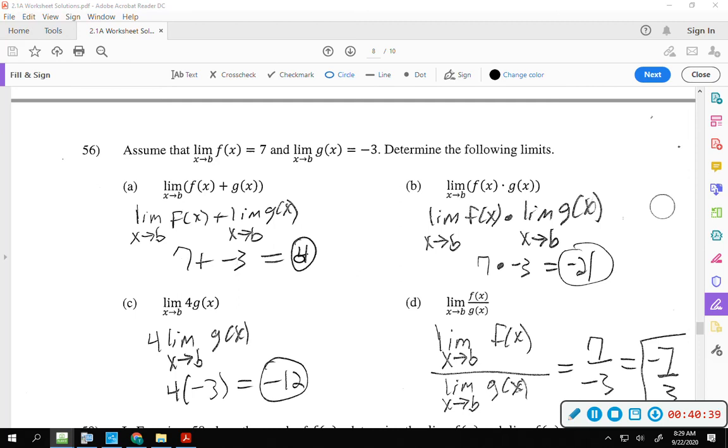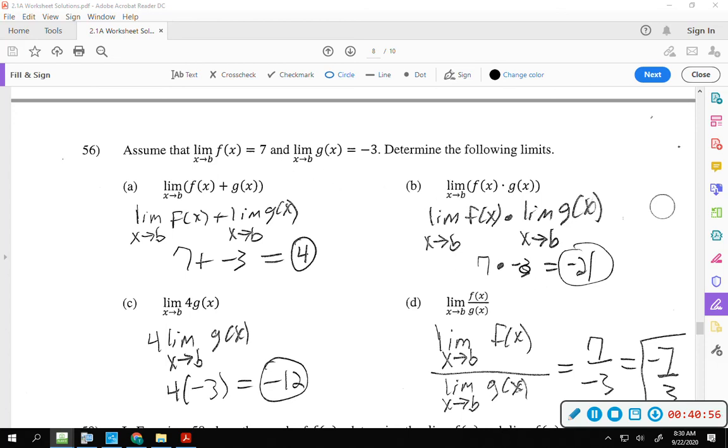It also works for multiplication. If I'm taking the limit as x approaches a value of a product of two functions, I can take the limit as x approaches that number of the first function times the limit as x approaches that number of the second function. So I'm just multiplying those two.